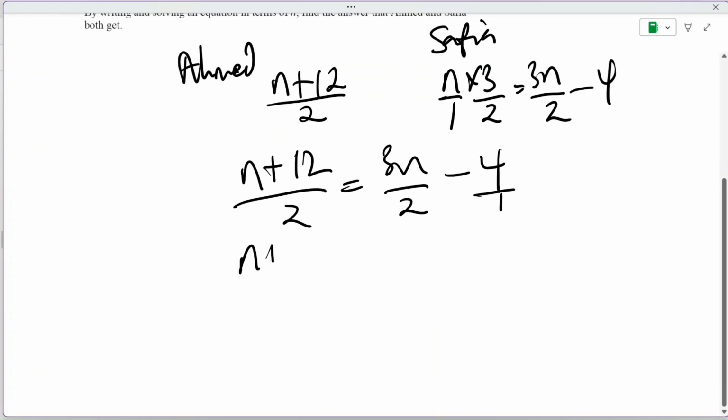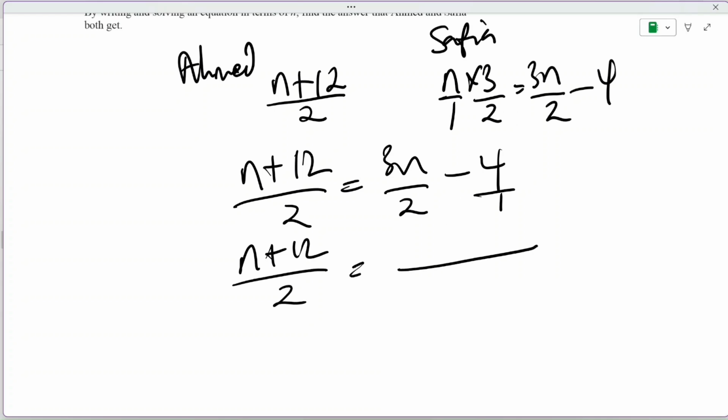First, you can make this 4/1. You have (n plus 12)/2 equals, you find the LCM, they are linked by subtraction. The LCM of 2 and 1 is 2. Then you have 2 divided by 2, that's 1. 1, which is the result, times 3n. Anything times 1 is still that value. So you have 3n times 1 as 3n minus. You have 2 divided by 1, that's 2. The result, which is 2 times 4, that's 8.